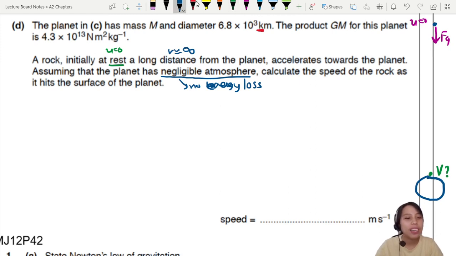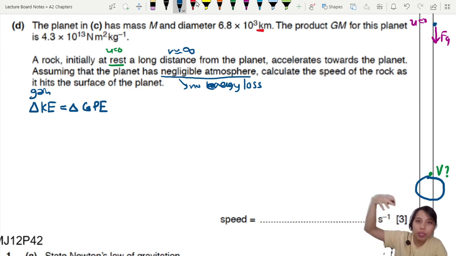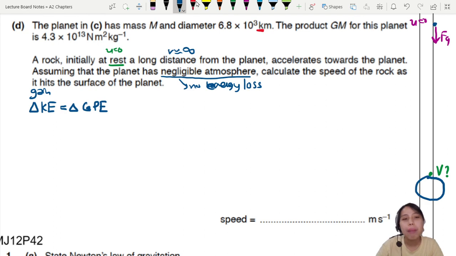Let's start with the energy conservation idea. The change in kinetic energy is equal to the change in gravitational potential energy. You gain kinetic energy, right? You move faster and faster as something is falling from the sky very far away towards you, like a meteorite. But you lose GPE. It's getting lower and lower, closer and closer to the mass, more and more negative.